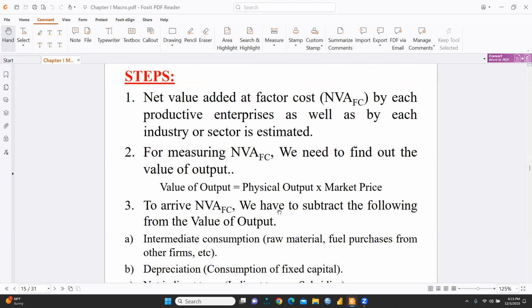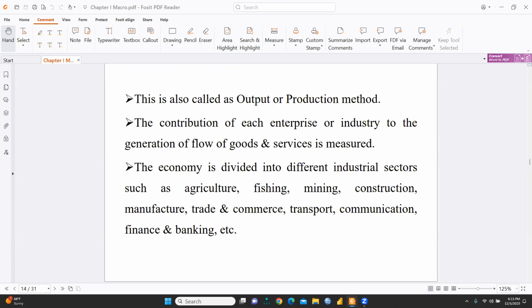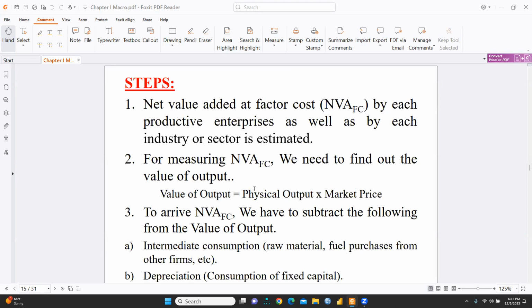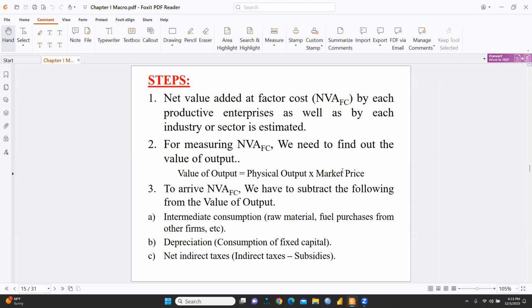Next, we come to what would be the steps. Steps are: net value added at factor cost by each productive enterprise as well as by each industry or sector is estimated. For measuring NVA at factor cost, we need to find out the value of output. Value of output means we calculate physical output multiplied by market price. Whatever is the total output we are producing, we multiply that by the market price.